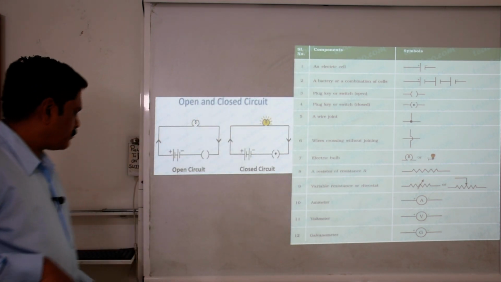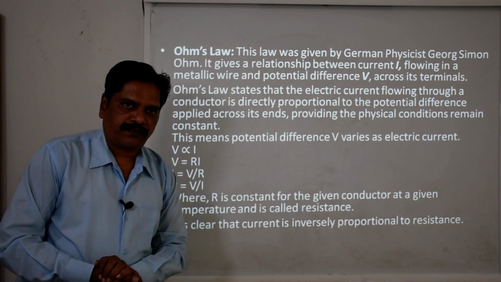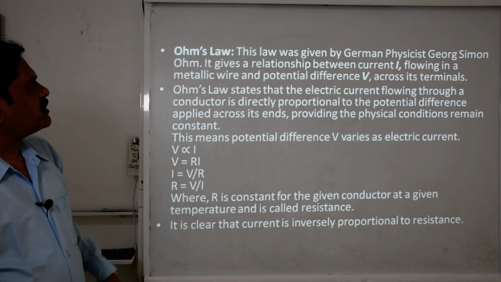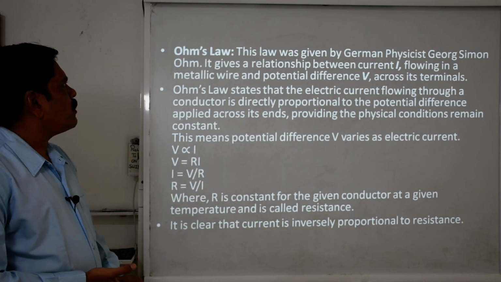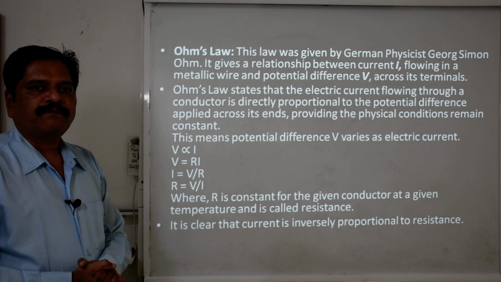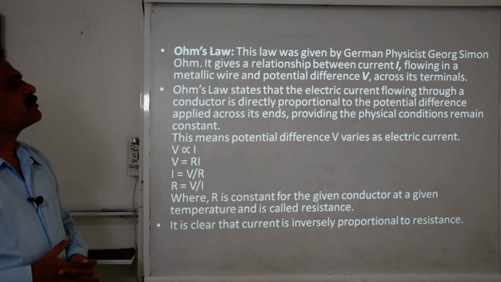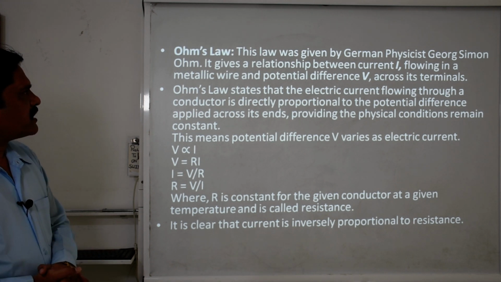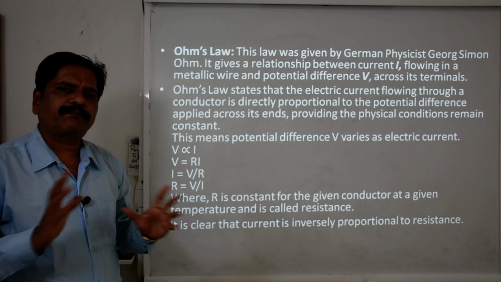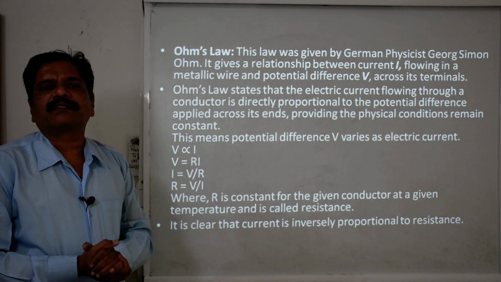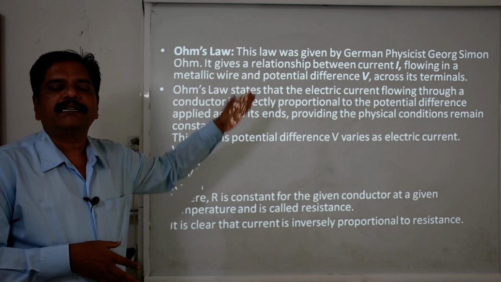So now we are moving towards the next point, that is Ohm's law. This Ohm's law was given by the German physicist Georg Simon Ohm. He gave a relationship between the current flowing in a metallic wire and the potential difference V across its terminals. Simply, Ohm's law is nothing special. It is just a relationship between these two, I and V.